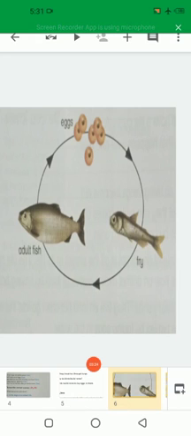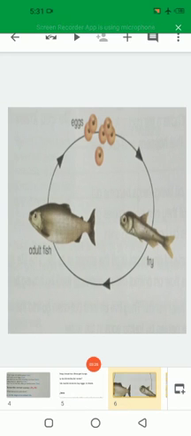And your next assignment is that you have to draw the life cycle of a fish in your notebooks. Okay, this is the diagram. You have to draw it and you have to label it also.